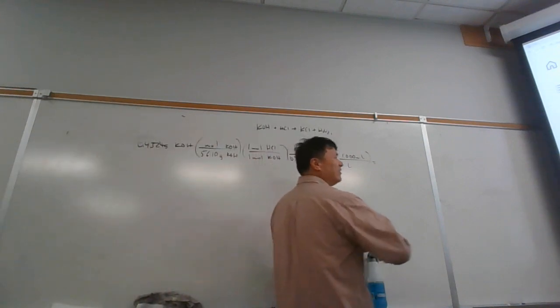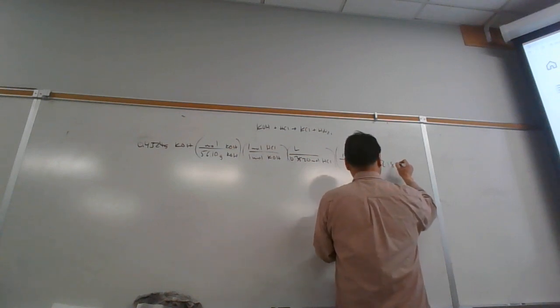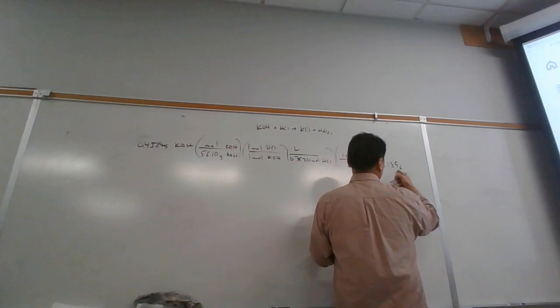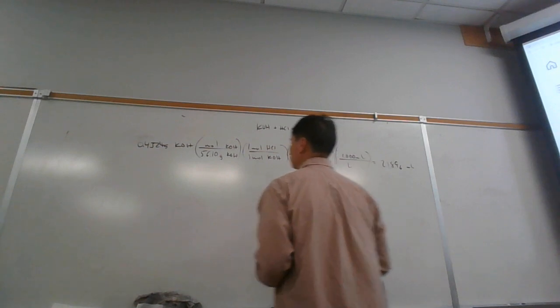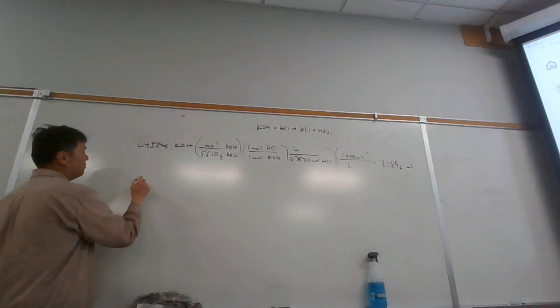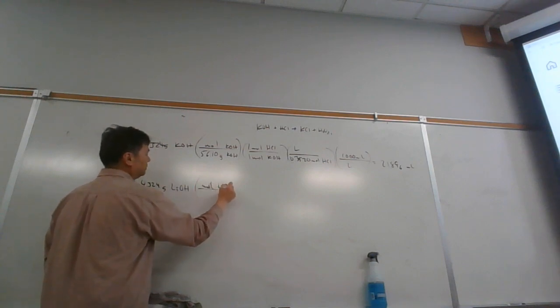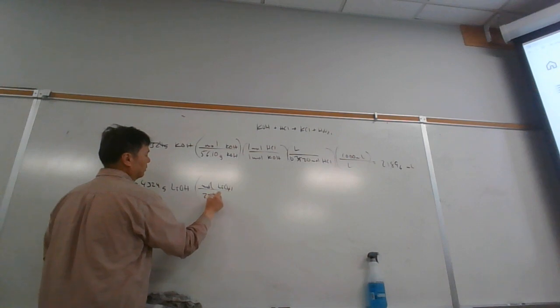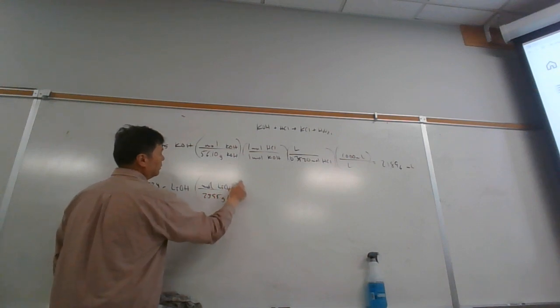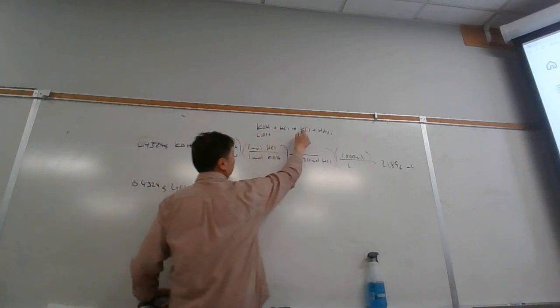We have 21.89. Yeah, 21.8967. So we'll just do 21.896 milliliters. And then we just repeat it, right? For lithium hydroxide, 0.4324 grams of lithium hydroxide. What was the molar mass for lithium hydroxide? 23.95. And then it's also a 1-to-1 mole ratio in forming lithium chloride.